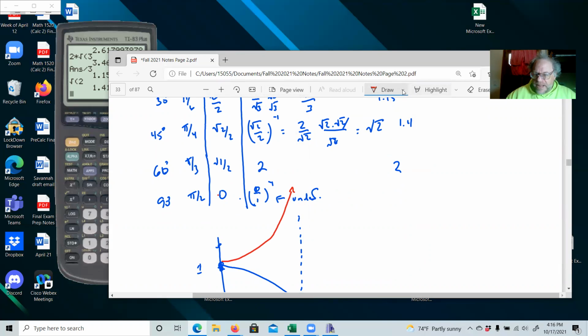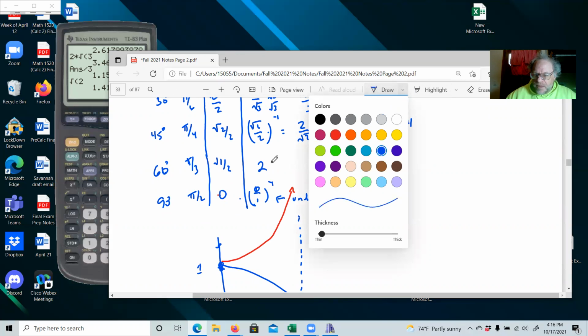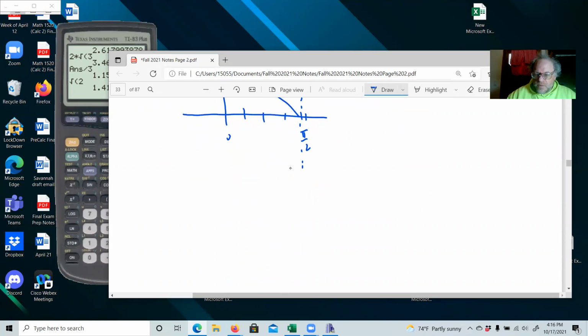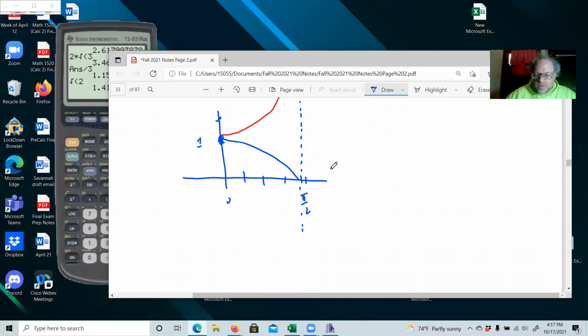The same thing is going to happen in the rest of this, so I'm going to wave my hands at it. Our cosine is going to be something like this.